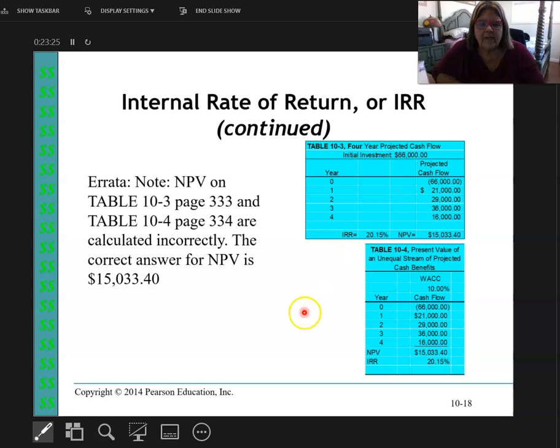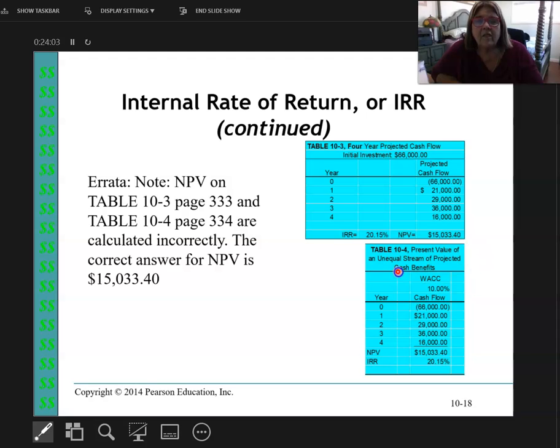Hold on one second, guys. Okay, so 66,000 is what I'm going to put in. So the first year it's going to be negative because I'm actually putting in money. So here is the amount of cash that I will get each of the first 4 years. This is a 4-year project, and here's the amount of projected cash flow, how much I'm going to get back in return. And so basically, if I use the IRR of 20.15, it's going to be 15,033.40.